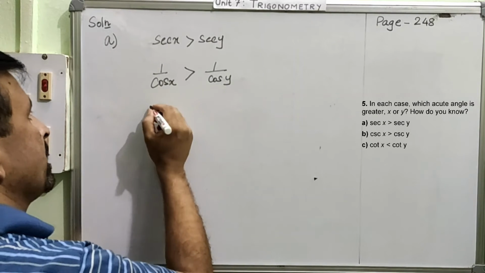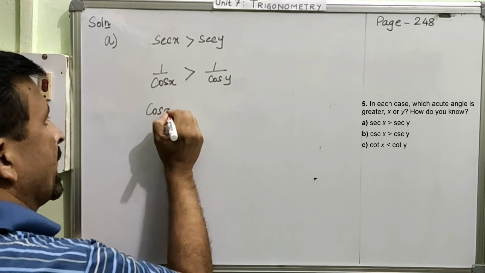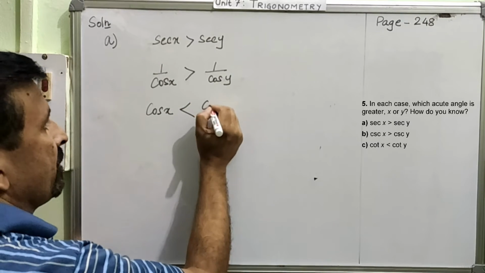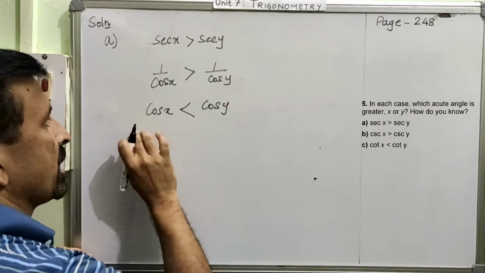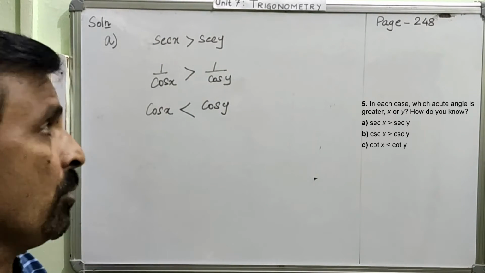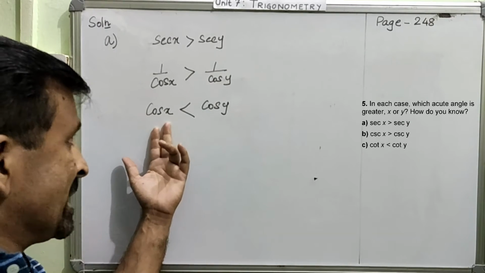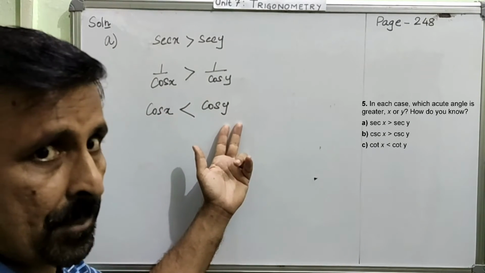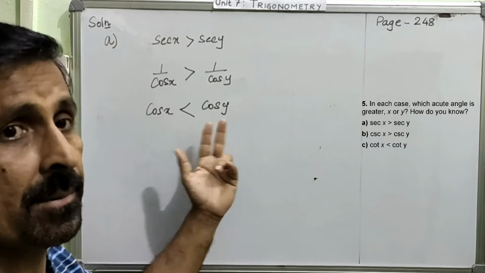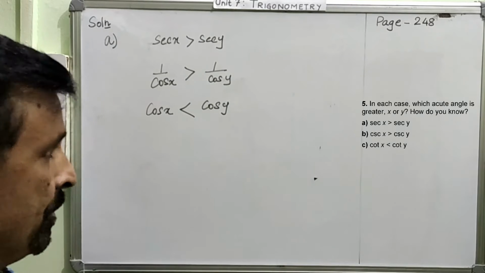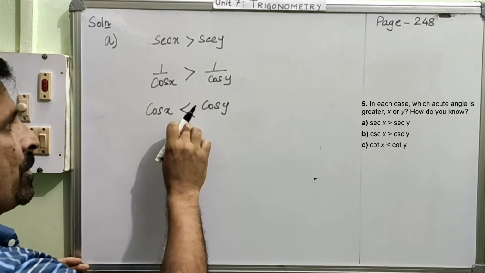So this becomes cos of x, in place of greater than, now it will become less than, cos of y. So now you got this relation. According to this situation, the value of cos x is less than the value of cos y. If this is so, then what is the relation between angle x and angle y? We can do this by taking some examples.